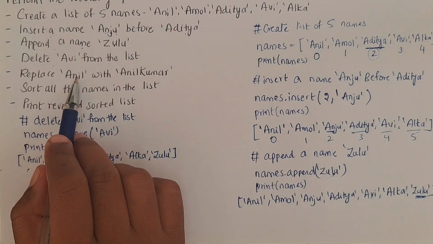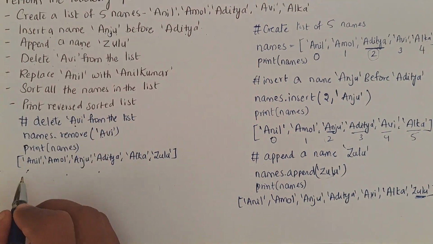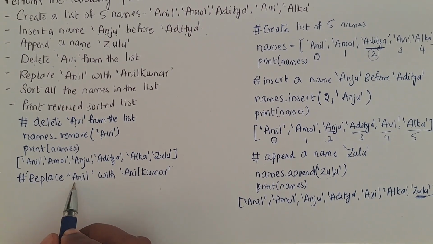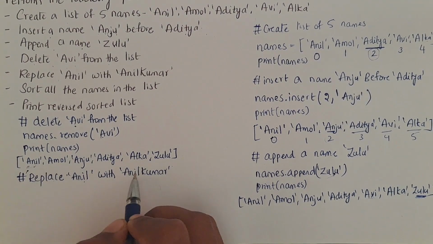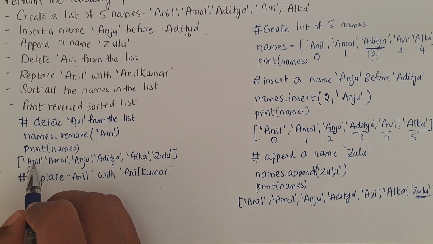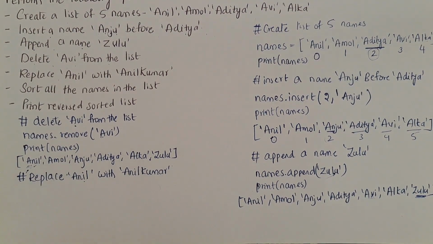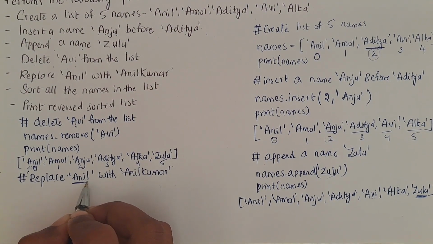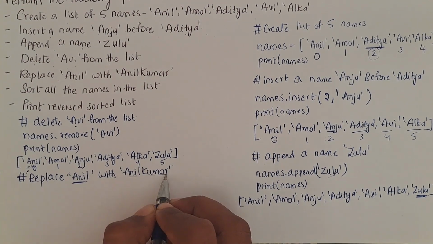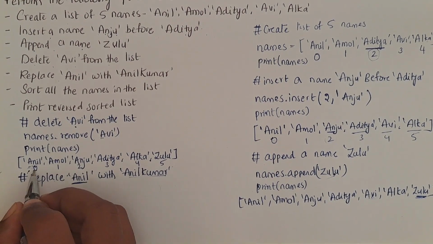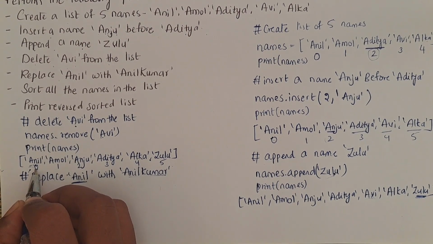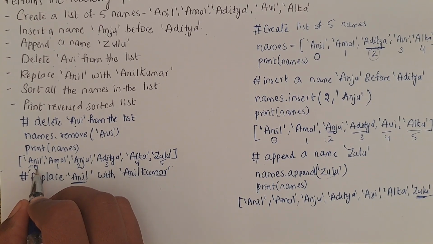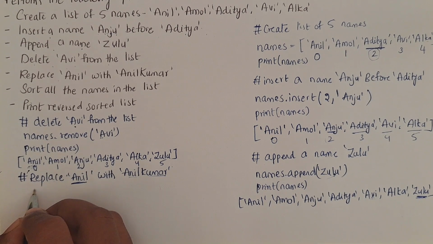The next statement is replace Anil with Anil Kumar. That means you have to replace the name Anil with Anil Kumar. So instead of Anil, we should have Anil Kumar. Before replacing, you have to know the index value of Anil, and only then can you replace it. Manually we know the index value of Anil is 0, but the system doesn't know. So here I am using a variable.